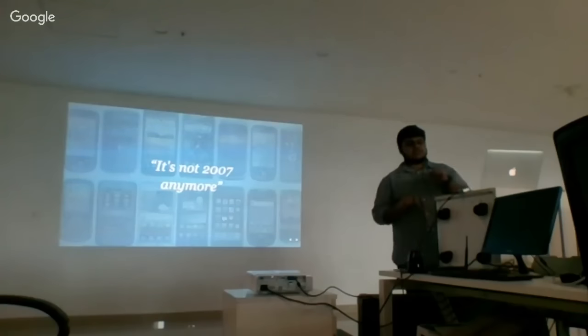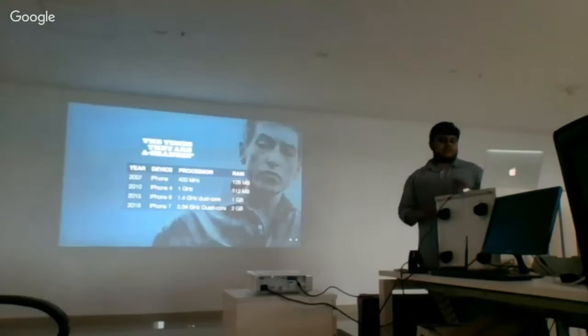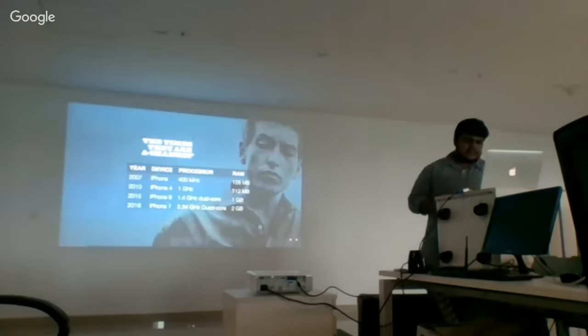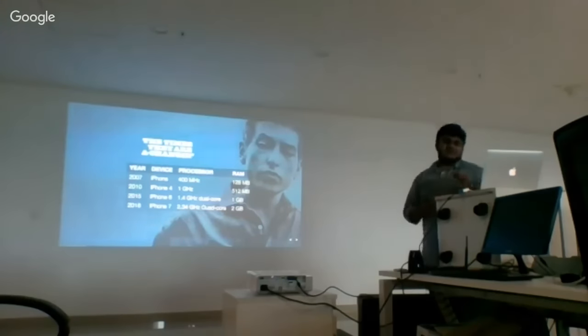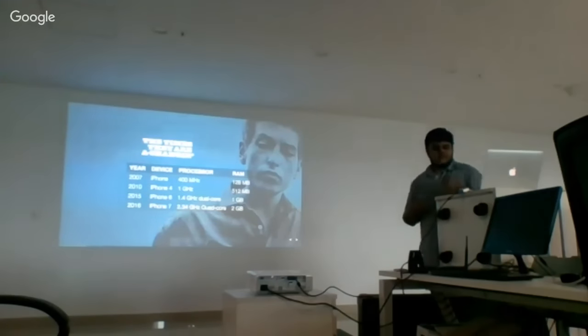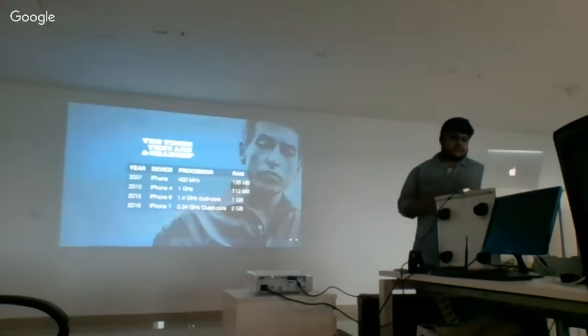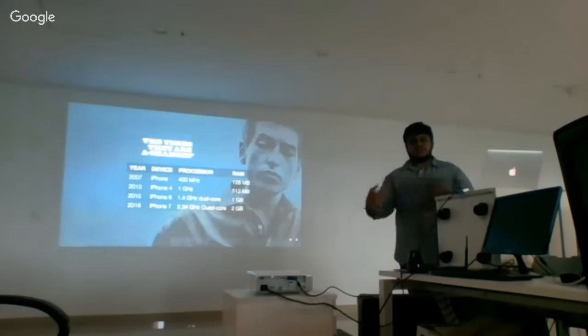But now the scenario has completely changed. Back in 2007 when the first iPhone was launched, it had a 400 megahertz processor with 128 MB RAM. It has developed a lot, and now you have a 2.34 gigahertz processor and 2 GB RAM. The iPhone 7 Plus has 3 GB RAM also. So the advantage here is you can very efficiently run the code.